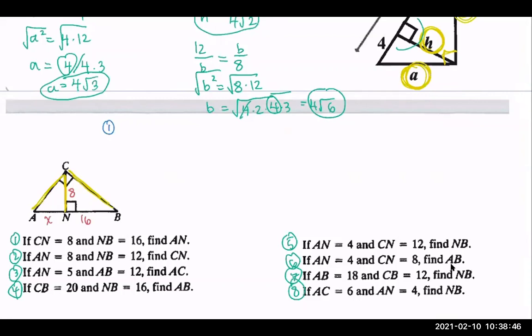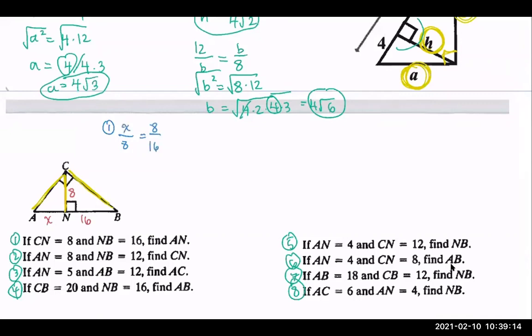Okay, so for this particular problem, we're gonna use CN or 8. So what we'll do is we set up our proportion with 8 in the spots where it's repeated. Okay, 8 is a geometric mean between what 2 numbers? What are the 2 values that I'm gonna put in the other spots for the proportion? Okay, good, X and 16.